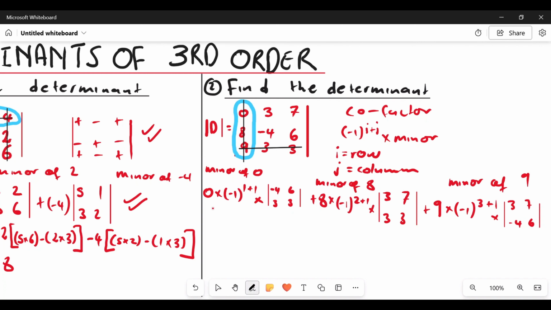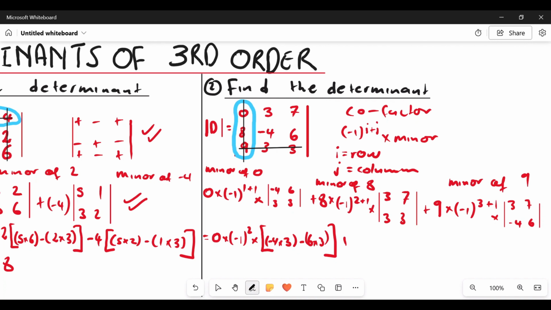Right, so the next step here, we do the following. We have 0, right? Multiplied by a negative 1 to the power of 2. Let's just do it anyway. Multiplied by negative 1 to the power of 2. Multiplied by the determinant. So the determinant, we find it on the square matrix. So we're going to multiply this negative 4 with 3 minus 6 multiplied by 3. There we go. This is going to be the first one.